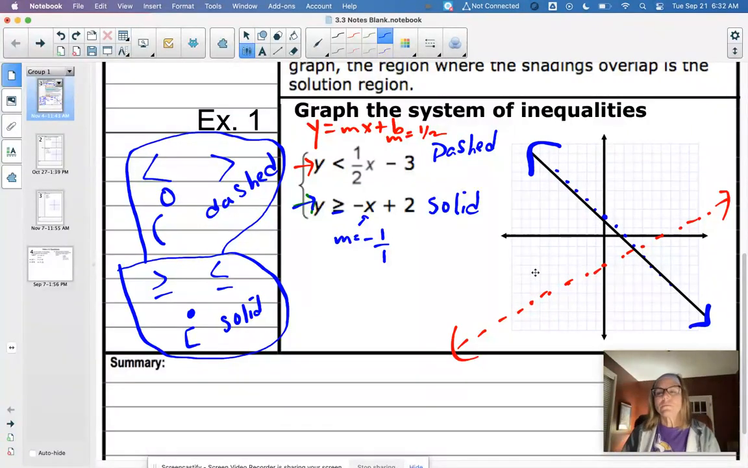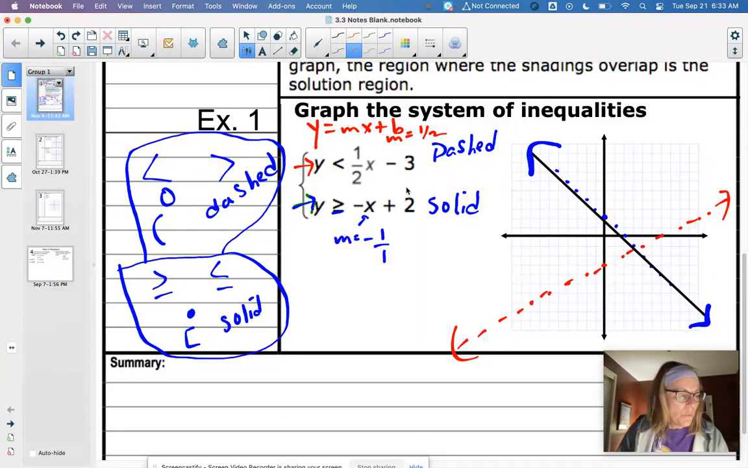There we go. Now, the one thing I like to check is the red line has a positive slope, so it better be going up and to the right, and it is. The blue line has a negative slope, so it better be going down and to the right. Always check those things before you start shading.